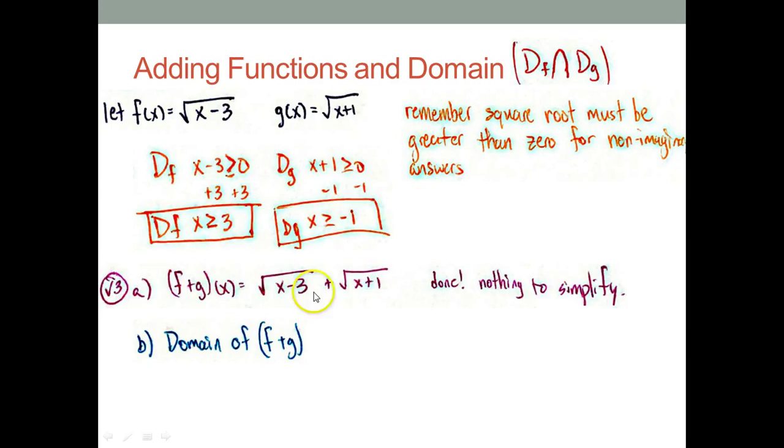Now I was adding these functions together, so that's how I get f plus g of x, so I have them too. I can't do anything, there's nothing to simplify, so I need to find the domain. Remembering that the square root must be greater than or equal to 0, I'm going to use these two pieces of information.